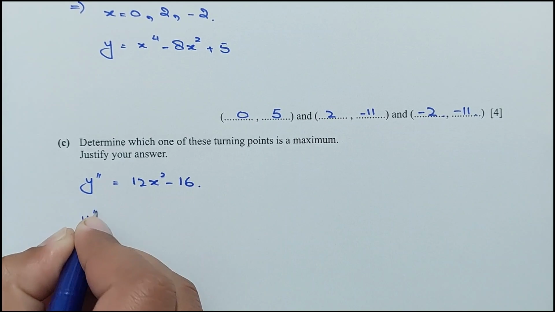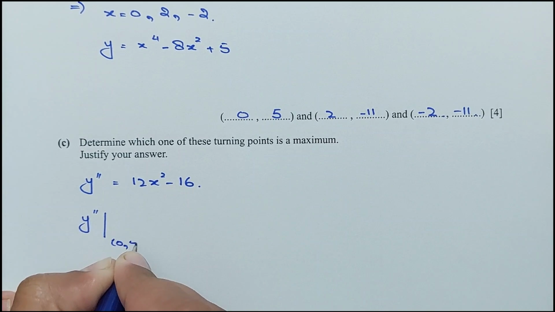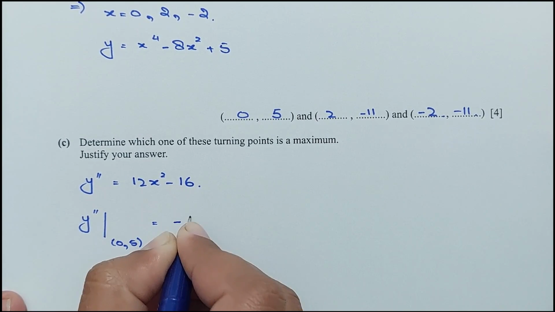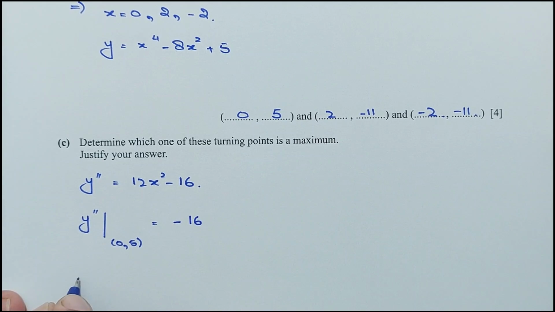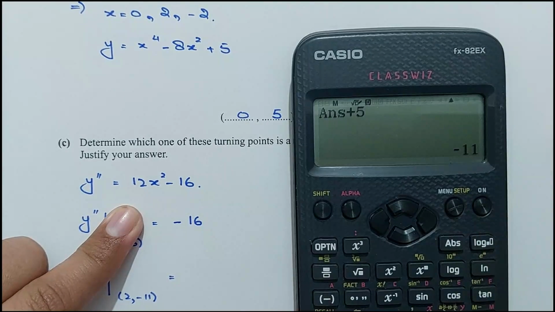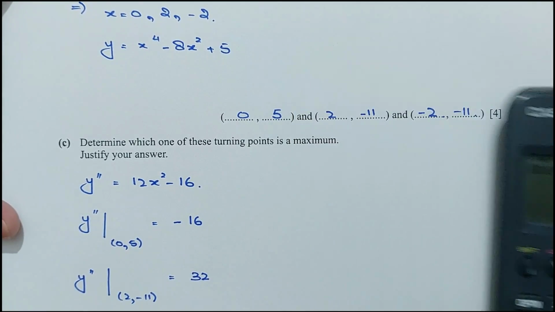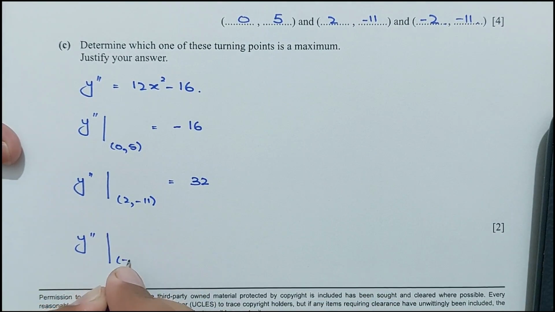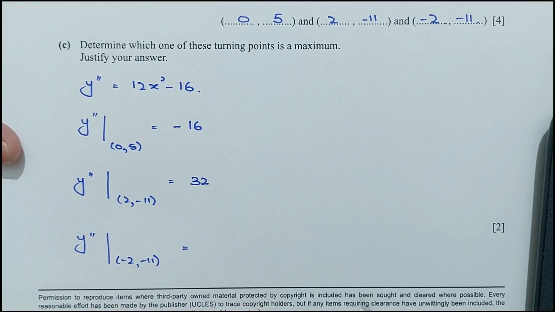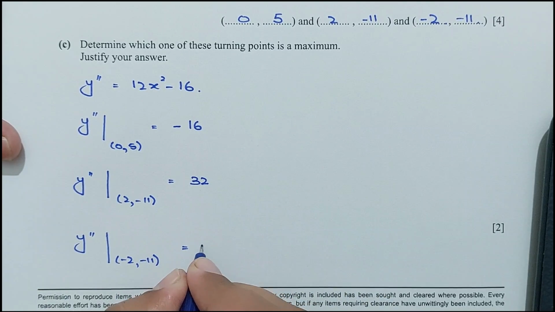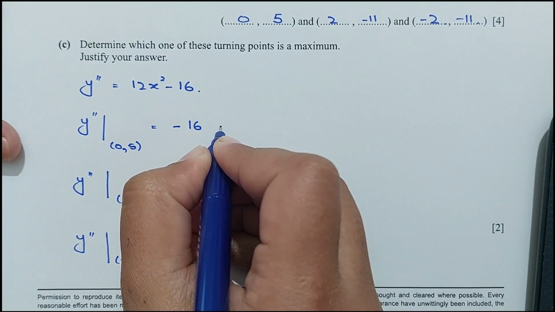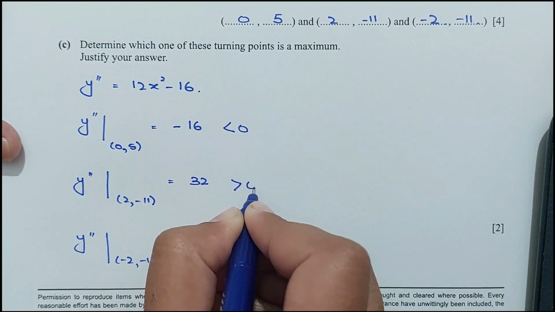Now let me check the second derivative at the point (0, 5). It should be negative 16. Now the second derivative at the turning point (2, -11): 12 times 2 times 2 minus 16 is 32. And the second derivative at (-2, -11) is the same, since minus 2 squared is again positive, it's 32. So this is less than 0, and the others are greater than 0.